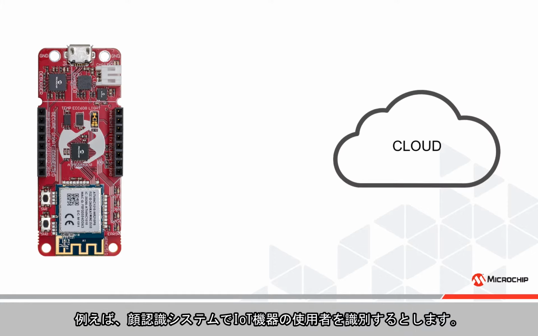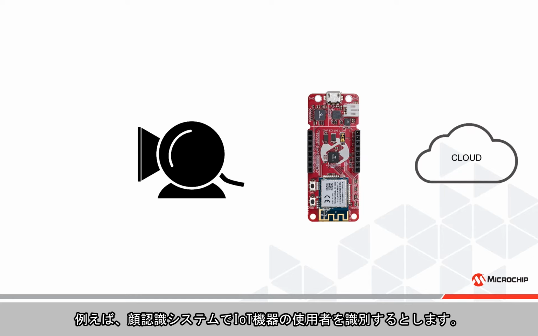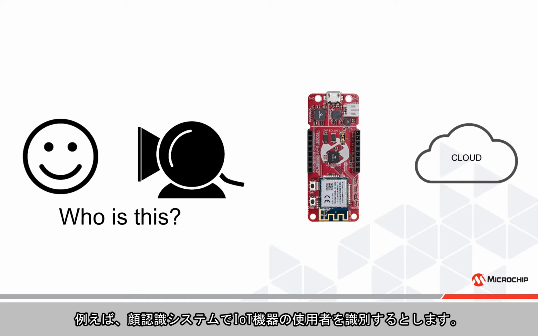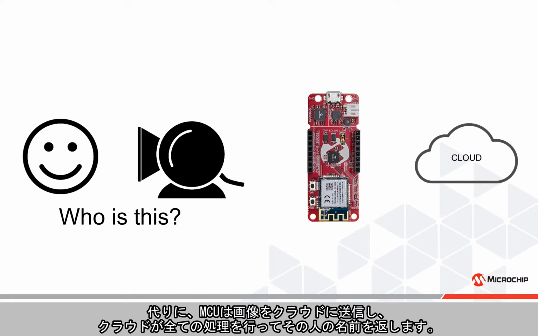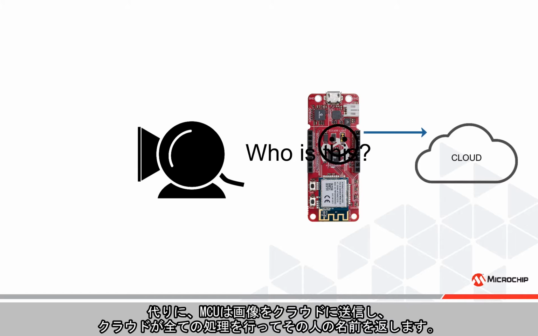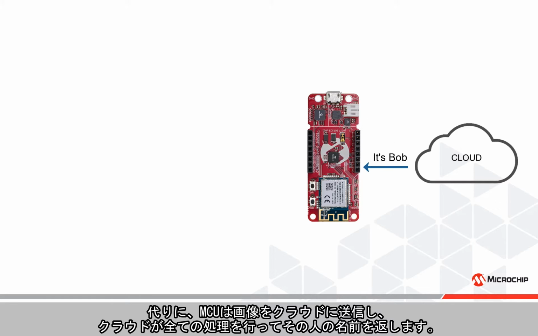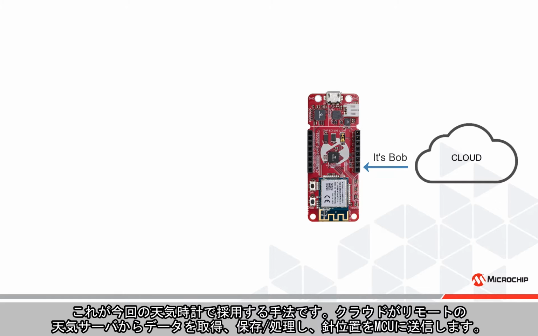For instance, imagine you want some sort of facial recognition system on an IoT device to identify which user is using the device. The amount of processing required to determine which person a face belongs to is too high for a microcontroller to do in real time. Instead, the microcontroller sends the picture to the cloud, which does all the computation and responds with the name of the person. This is the approach we're taking with the weather clock.